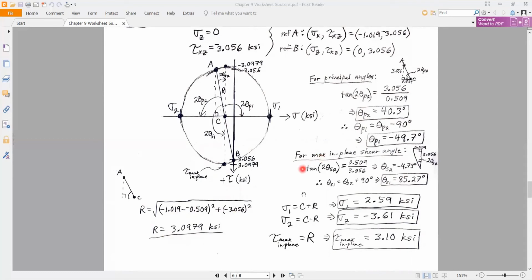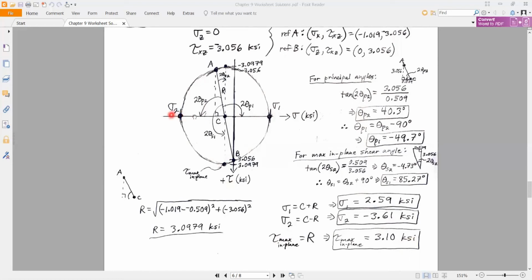To find your principal stresses, just add that radius to your center. You get sigma 1 is 2.59 ksi. Sigma 2 is negative 3.61 ksi. And your max in-plane shear is your radius, so that's 3.1 ksi. Okay, so here's tau, here's sigma 1, here's sigma 2.